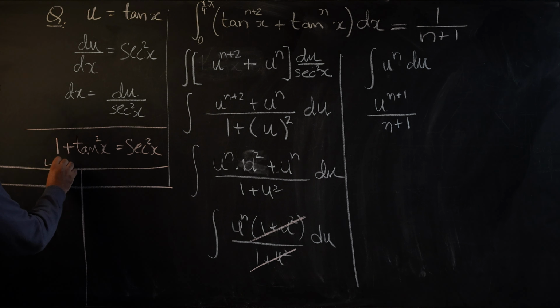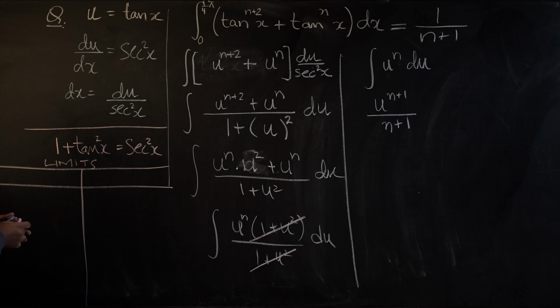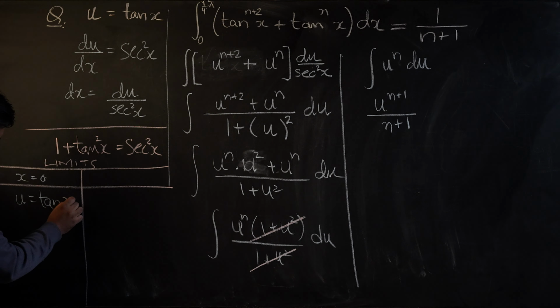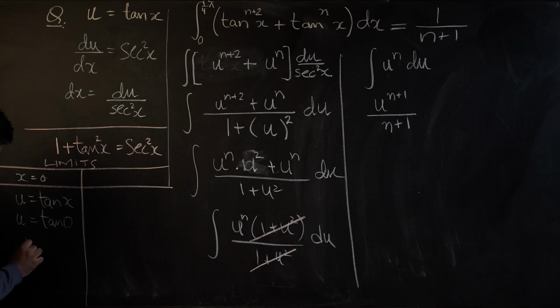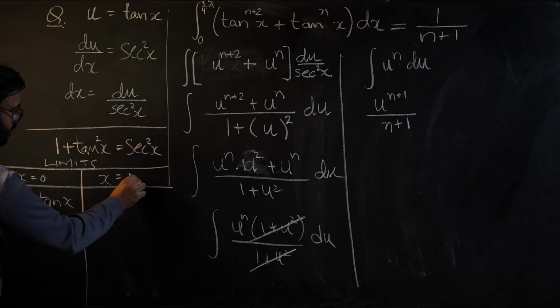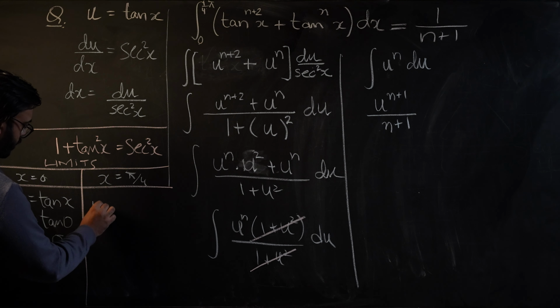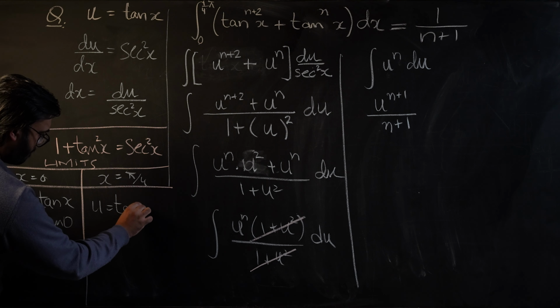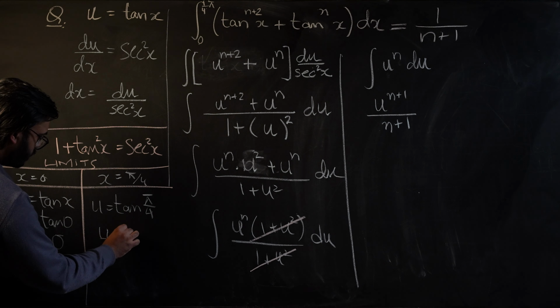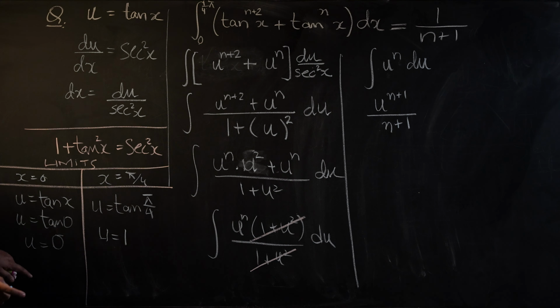So for limits, if I take the lower limit as x equals 0, and I put u equals tan x, so this would be u equals tan of 0, and we know tan of 0 is 0. The second value is x equals pi by 4, and for u equals tan pi by 4, we know pi by 4 is 45, so tan 45 would be equal to 1. So the two limits for u will be 0 and 1.